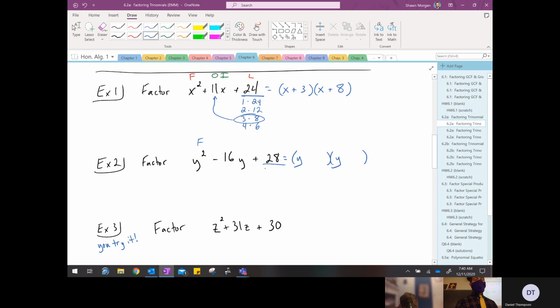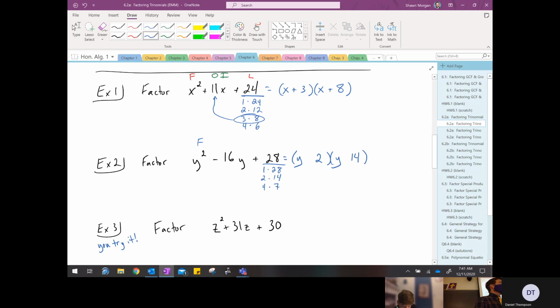Start with 1. 1 times what? 1 times 28. 2 times 14. 4 times 7. And that's all she wrote. 5 doesn't go in, 6 doesn't go in, 7 goes in, but we've already used it. Turn to the corner. Now, I want the pair that adds up to 16. Okay, Andrew, what pair is that? 2 and 14. All right, so I'm going to have a 2 and I'm going to have a 14.